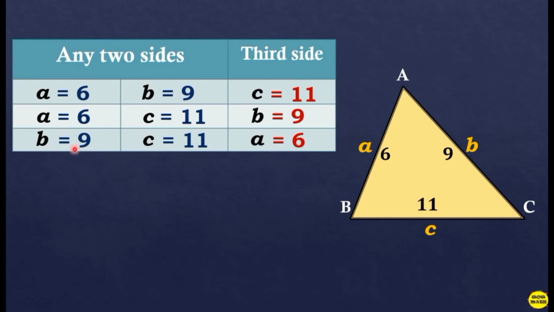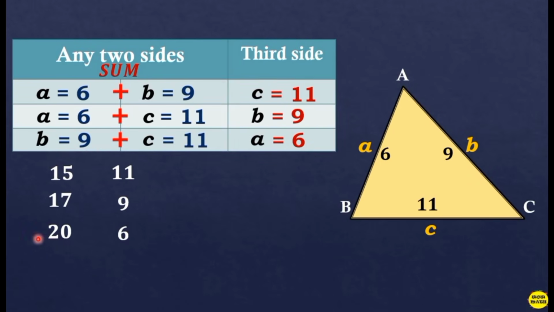Now, given this pair of two sides of the triangle and its third side, kung itatry natin, if we will try to get the sum of the two sides of the triangle, so let us give the sum. So, 6 plus 9, that is 15. And then, the third side is 11. Let us find the sum of 6 plus 11, that is 17. And the third side is 9. And then we have 9 plus 11, that is 20. And our third side for B and C is 6.